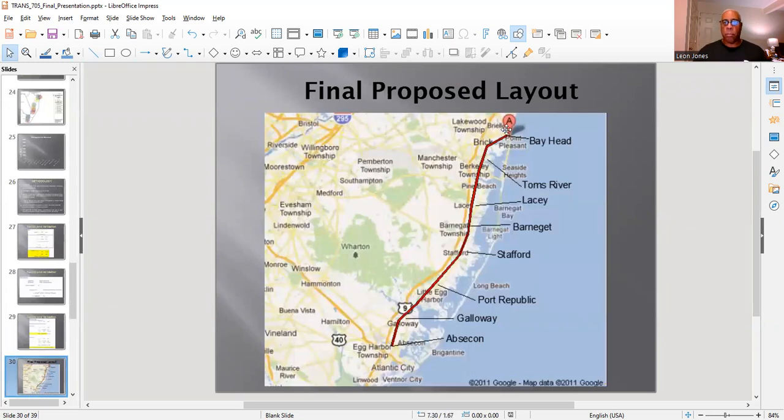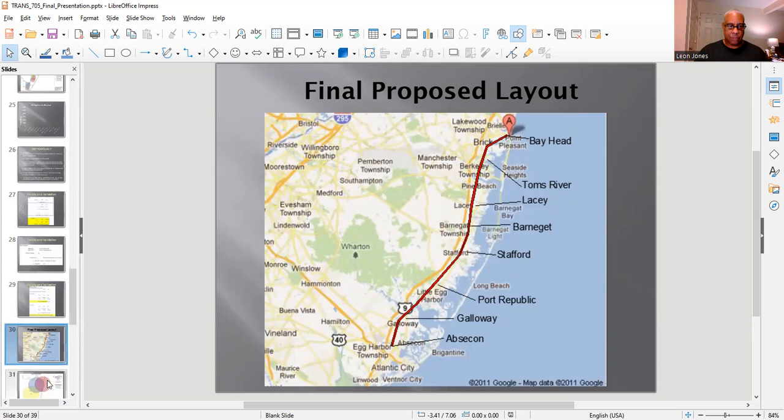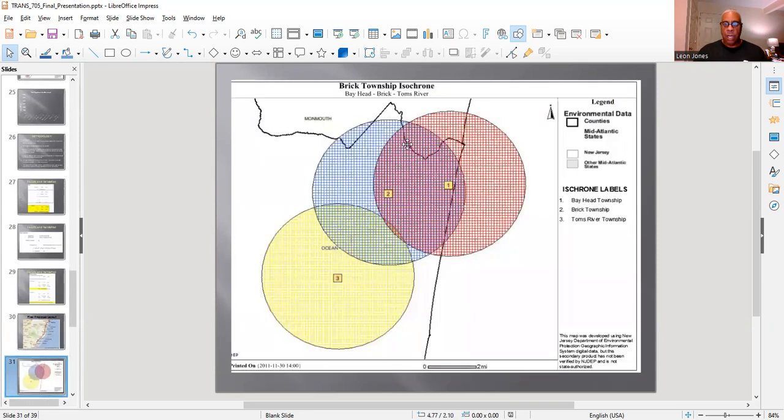And this is our final proposed layout from Bayhead to Absecon. And here's your isochrone. It deals with your population area, different colors.